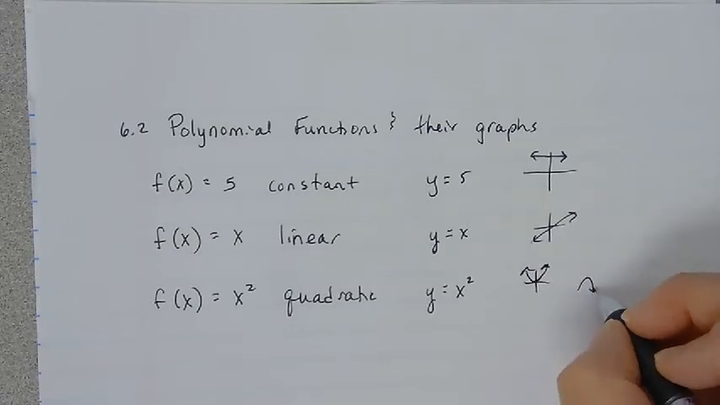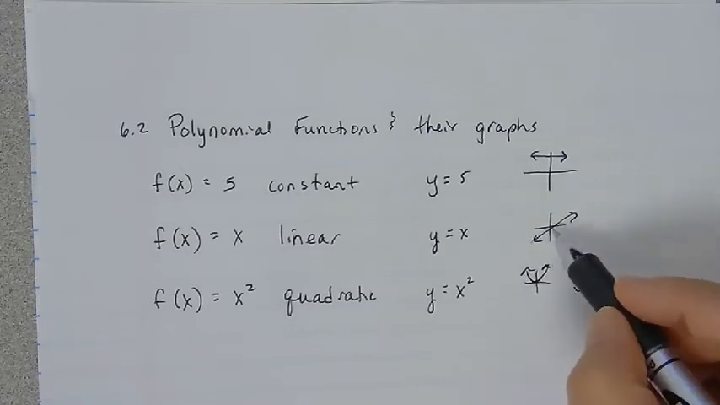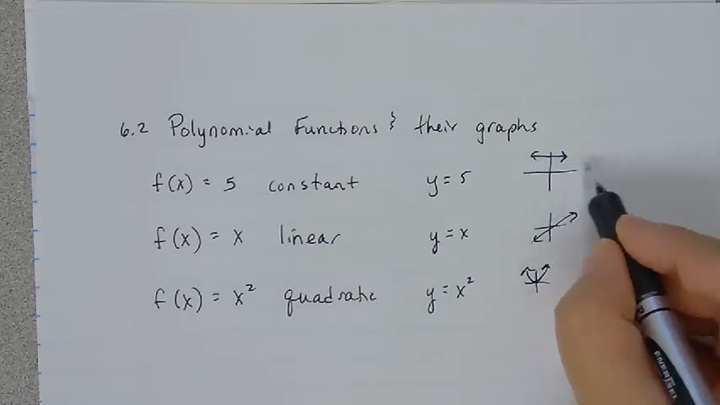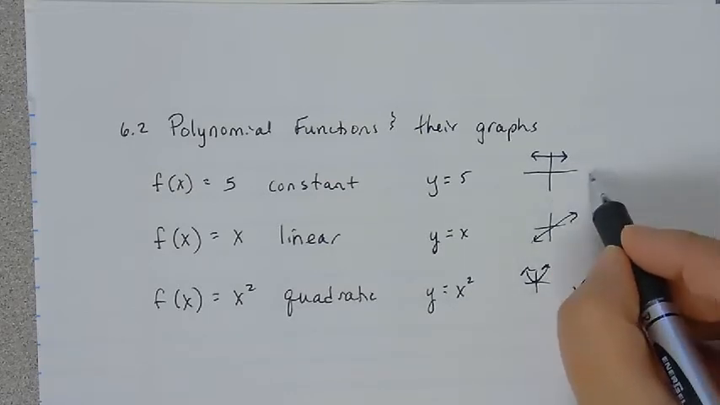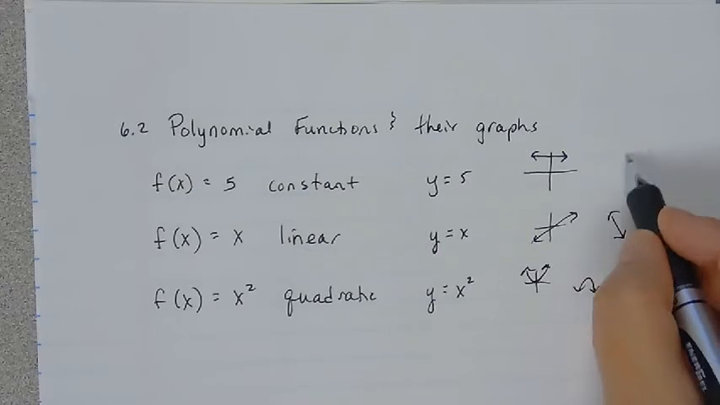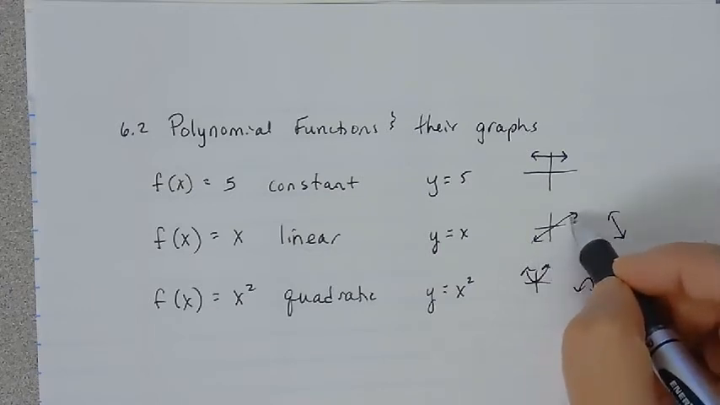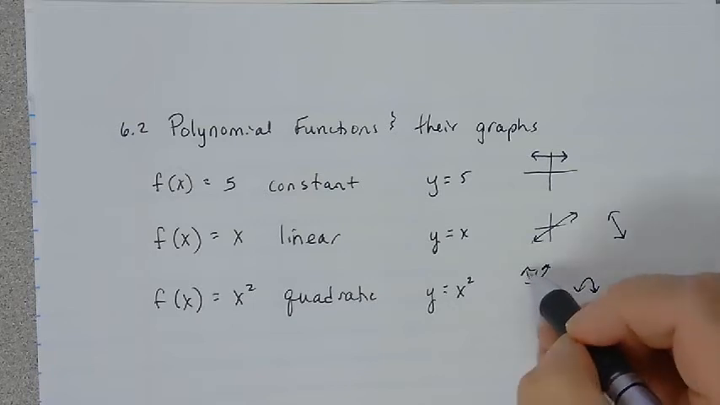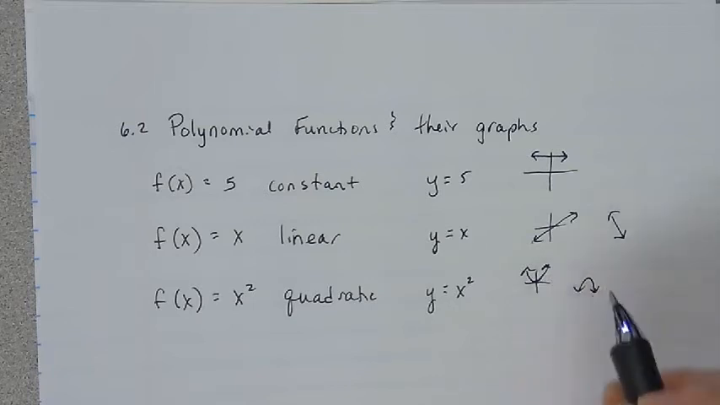Could also be something that's an upside down parabola. Same thing with linear. It could be like this. Now, with constant, it's not the one that goes up and down because that's an x equals, so it's not a vertical. But here, this would be y equals positive x. This would be y equals negative x. So we have a positive x squared and a negative x squared.